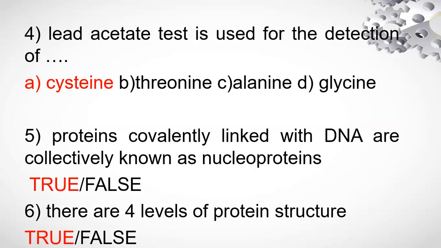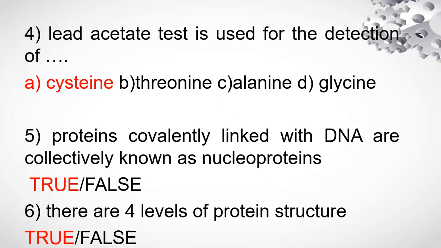Okay. So we have this one, question number 4. So lead acetate test is used for the detection of cysteine because of the sulfur containing amino acid. So it will react with the lead acetate.